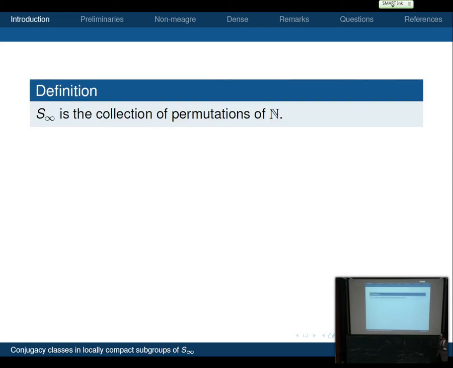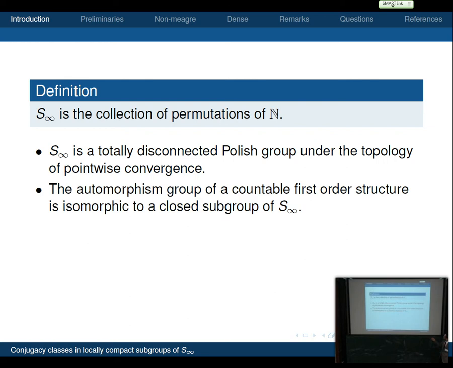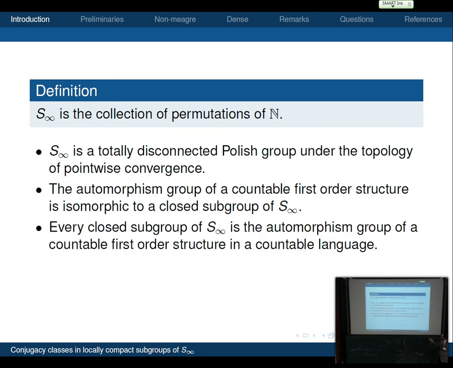So let's recall the definition. S infinity is the collection of permutations of the naturals. What's interesting about this? Well, it's a totally disconnected Polish group under the topology of pointwise convergence. And the automorphism group of any countable first-order structure is isomorphic to some closed subgroup of S infinity. Conversely, every closed subgroup of S infinity is the automorphism group of some countable first-order structure in a countable language.